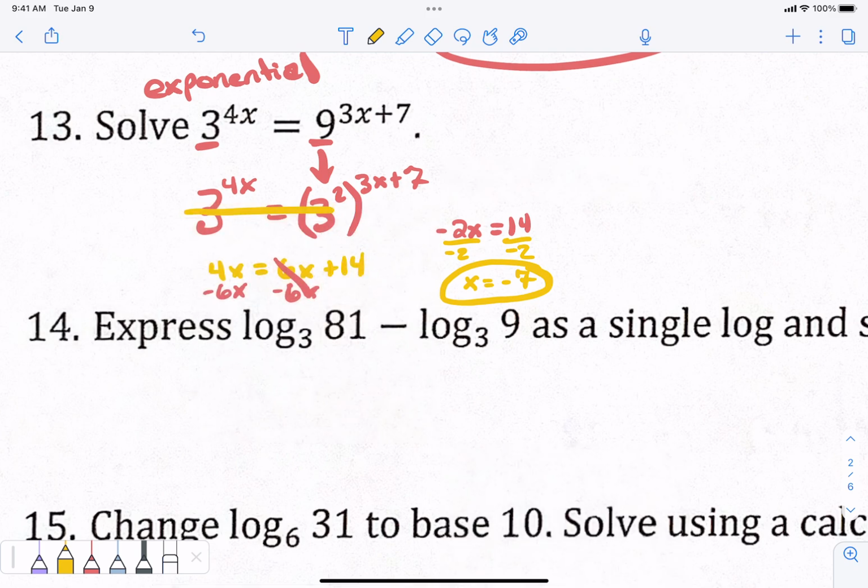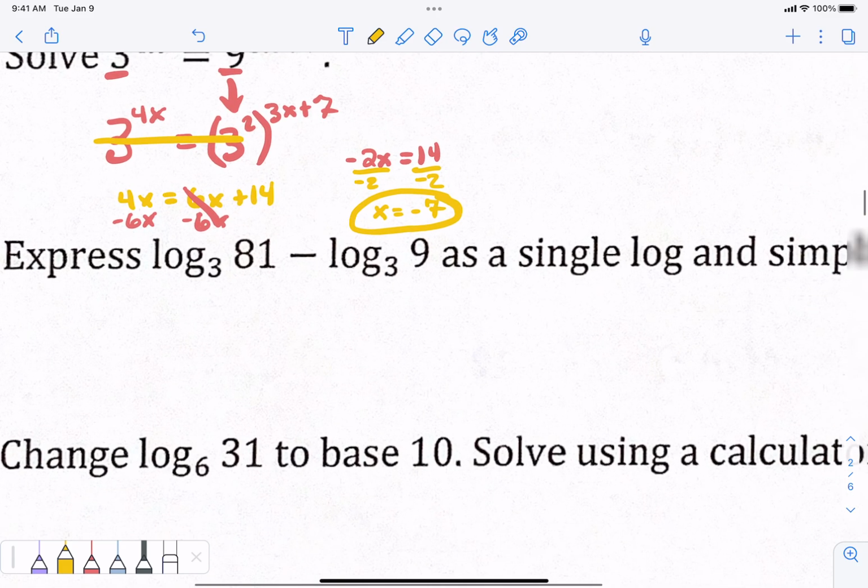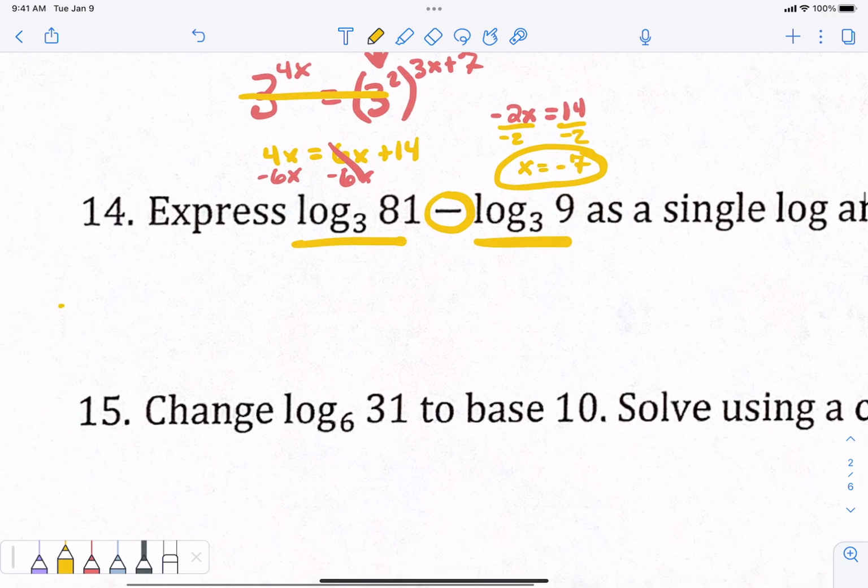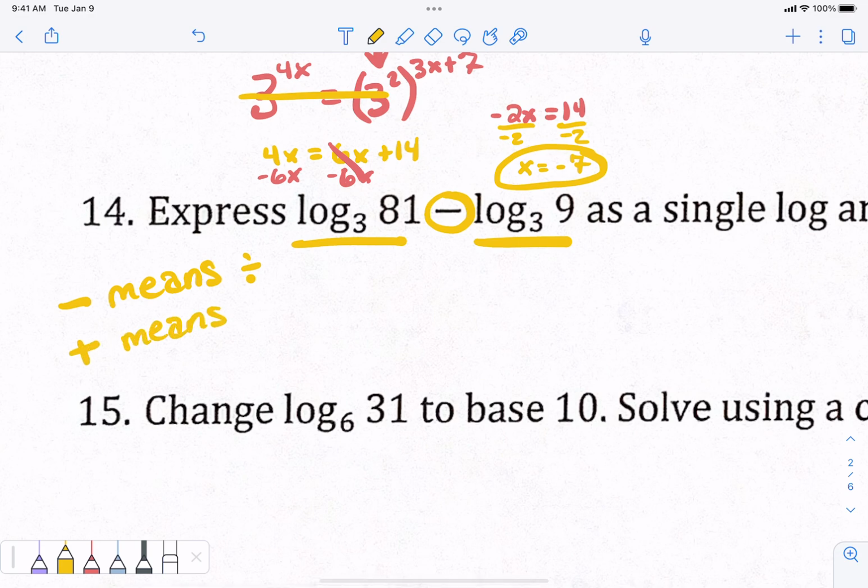Next, express this as a single log. How many logs do we have right now? 2. What's in between them? A minus. What does minus mean? Minus means divide. Plus means multiply. When we're doing logs, that means you divide the inside pieces or you multiply the inside pieces, right? So if I want to combine this as a single log, I will have log base 3 of 9.